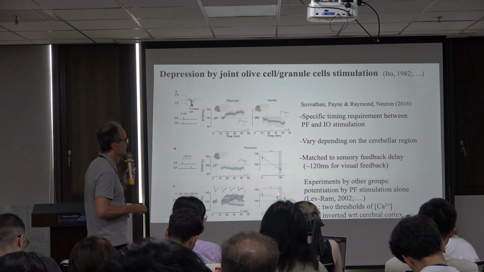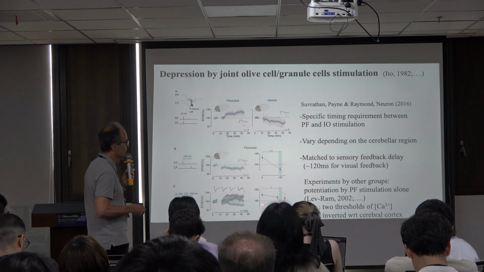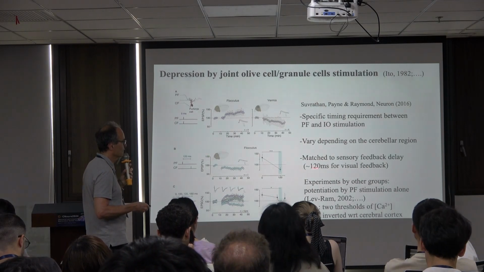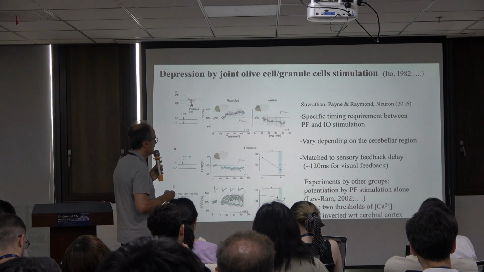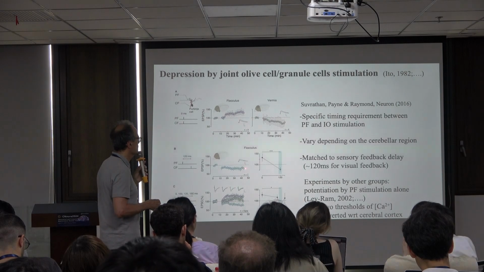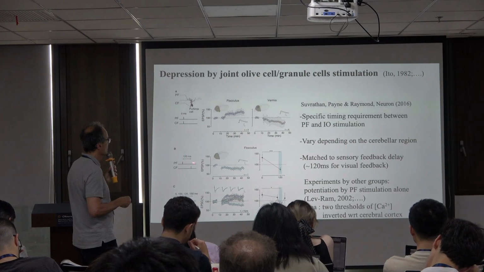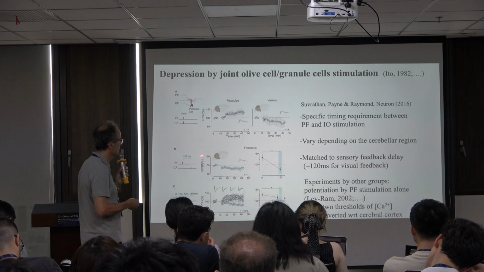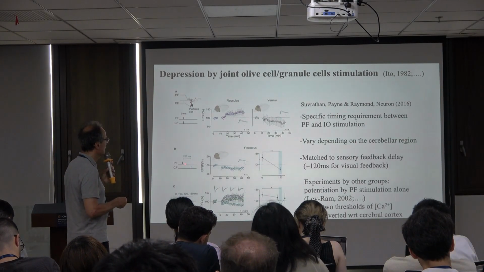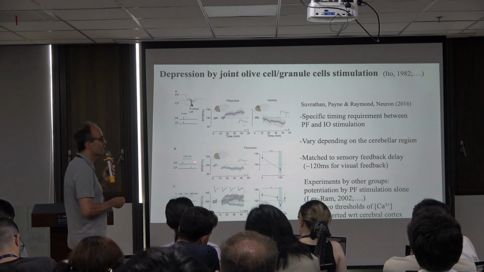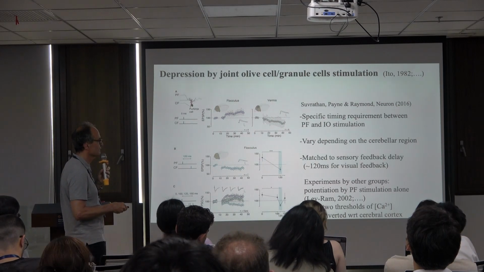So here you have a plasticity rule that is really tied to the biological feedback delay. I show you this classical depression by combining parallel fiber information with climbing fiber signal. Again, at 140 milliseconds, the idea is that the climbing fiber is signaling an error to the Purkinje cell, and that is inducing plasticity.